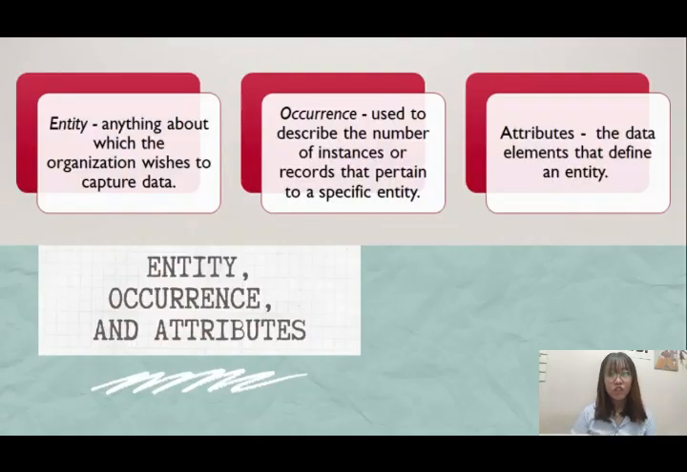We will now differentiate the terms entity, occurrence, and attributes. An entity is anything about which the organization wishes to capture data. It may be physical, such as inventory, customers, or employees, or it may be conceptual, such as transactions, accounts payable, etc. An occurrence pertains to the number of records that refer to a specific entity. The data elements that define an entity are called attributes.